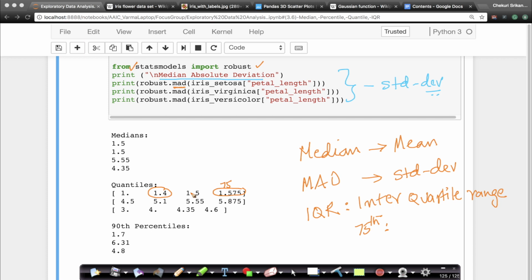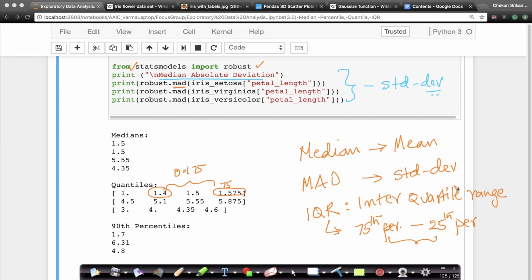If you subtract the 25th percentile value from the 75th percentile value, what you get is the interquartile range. So here, the interquartile range is roughly 0.175, which means in this short interval of 0.175, 50% of your data lies. That's what an interquartile range means. It's interquartile because I'm taking the third quartile and the first quartile. This is where 50% of your points lie, because 25% of points are below the 25th percentile and 75% of values are below the 75th percentile value.